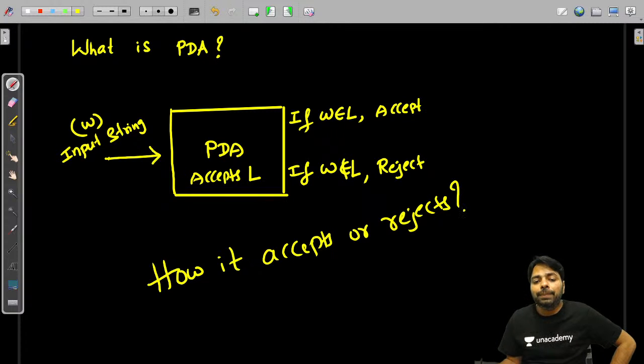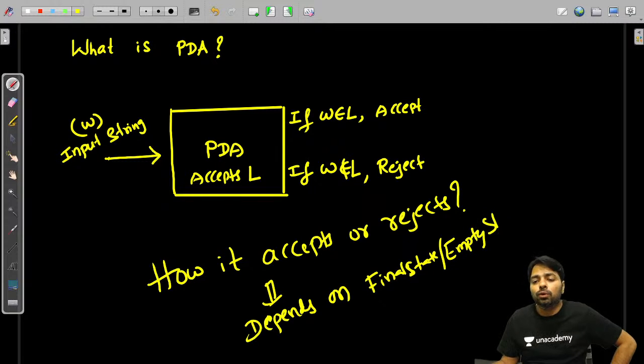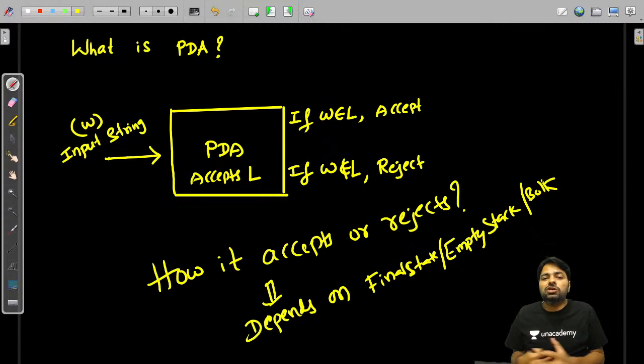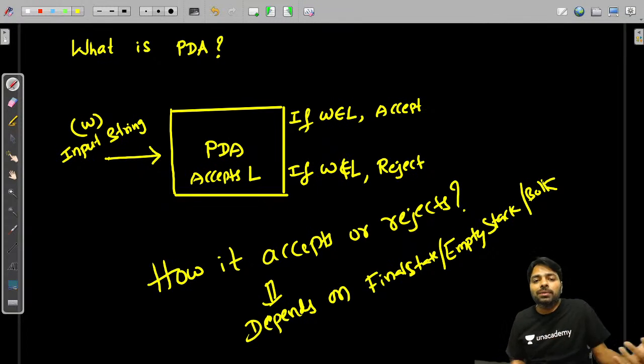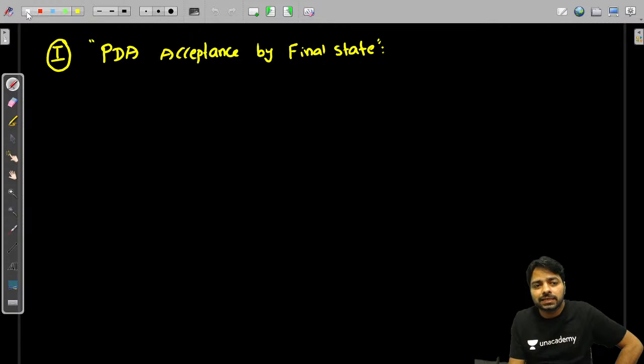That depends on the final state or empty stack mechanism, or both. How do we say acceptance and rejection? Are you clear? This is the standard definition of what is PDA. If the string belongs to the language, then you must say accept. How? Don't say now. First look at your machine. Are you designing using final state? The definition changes. How does that change? Let's see.